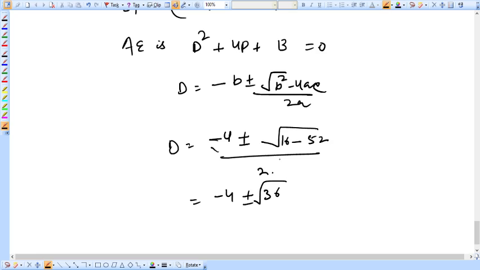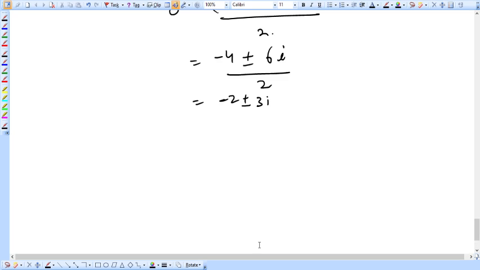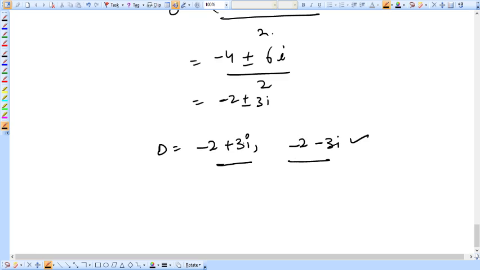Root of minus 36 can be written as 6 iota, divided by 2, which is equal to minus 2 plus minus 3 iota, cancelling this. So we have two roots here: one is minus 2 plus 3 iota and the other is minus 2 minus 3 iota. As I told you earlier, complex roots always come in pairs, only the sign is changing.